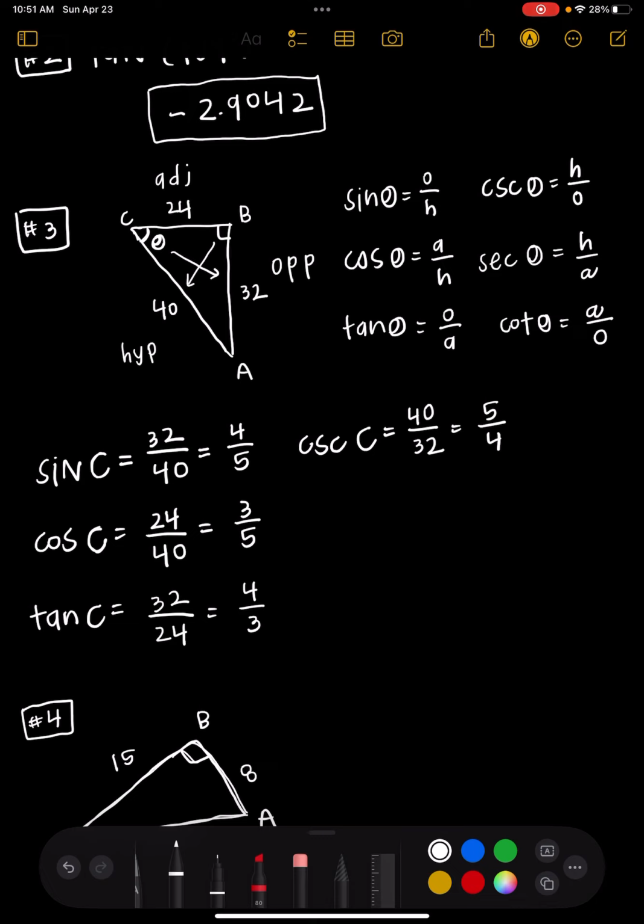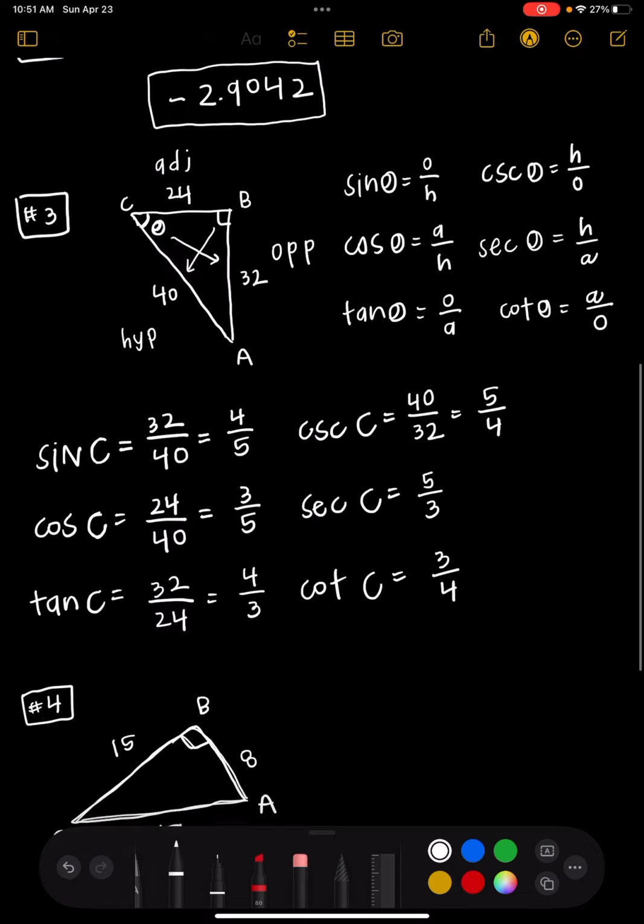So if we try it that way for the secant, secant of C would have to be the opposite of cosine. Now cosine ended up being 3 over 5, so secant should be 5 over 3. And then cotangent of C is the opposite of tangent. If tangent is 4 over 3, then cotangent is 3 over 4. And there we have it. Those are all 6 trigonometric ratios.